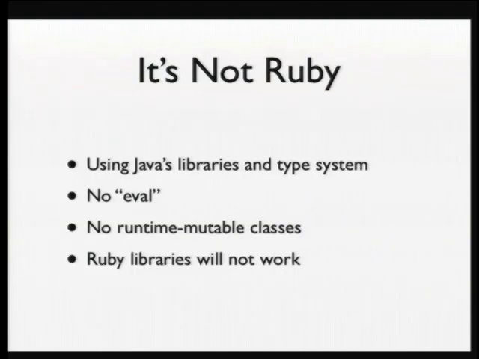Okay. So now it's important to point out that this isn't Ruby. This is just using Java's library. It's basically Java's type system. You don't have things like eval and mutable classes. We can make it seem like you're opening classes up, but it's not Ruby. It's a lot of the things I really liked about Ruby, the apparent features of the language on top of Java. So I can use those features, and nobody really even needs to know I'm running Ruby.